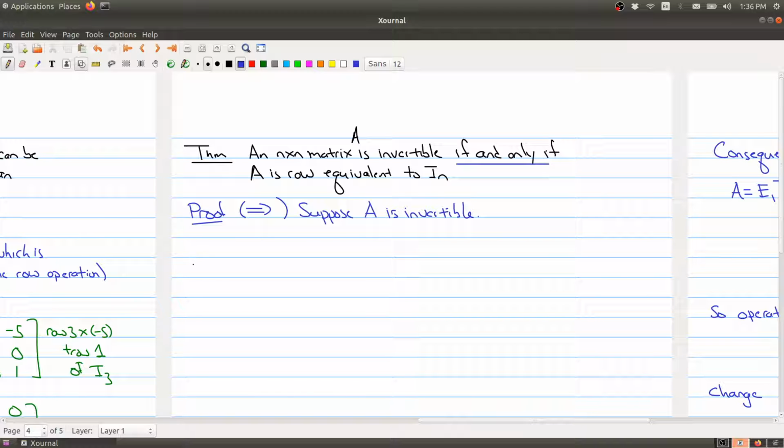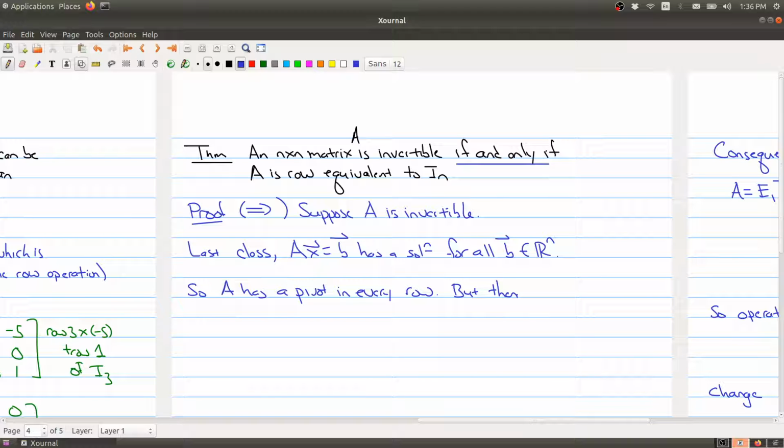Now we're going to use something from last class. Last class, we saw that AX equals B, this matrix equation, has a solution for all vectors B in Rn. Because it has a solution for all B in Rn, when you put the matrix into row-reduced echelon form, it will have to have a pivot in every row. So A has a pivot in every row.